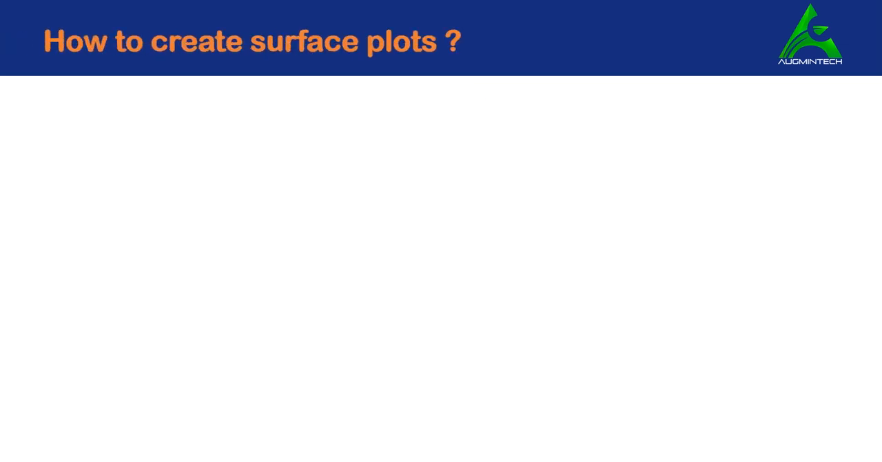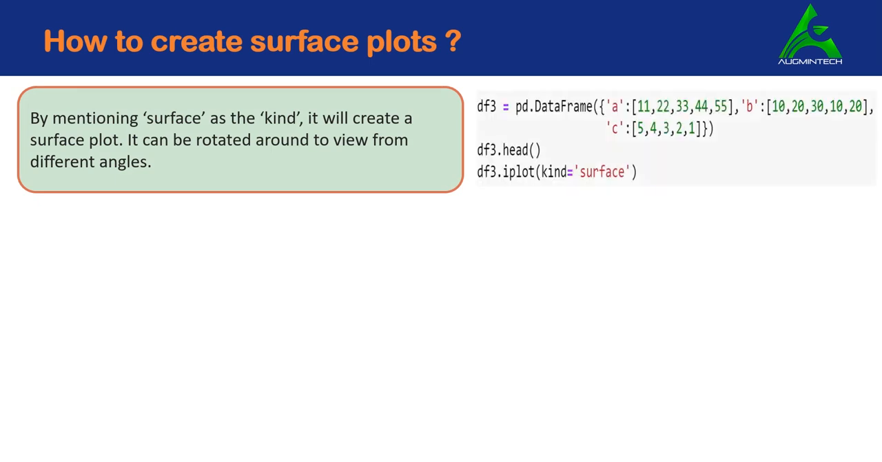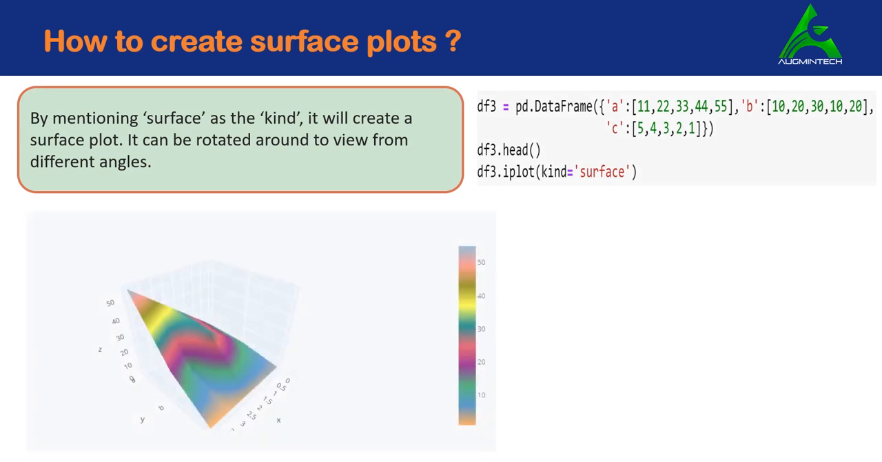Now let's see how to create surface plots. By mentioning surface as the kind, we can actually create a surface plot. It can be rotated around to be viewed from different angles. So this is an interesting plot to work with. Here we say data frame dot iplot kind equals surface, and there we go. This is how the surface plot looks like.